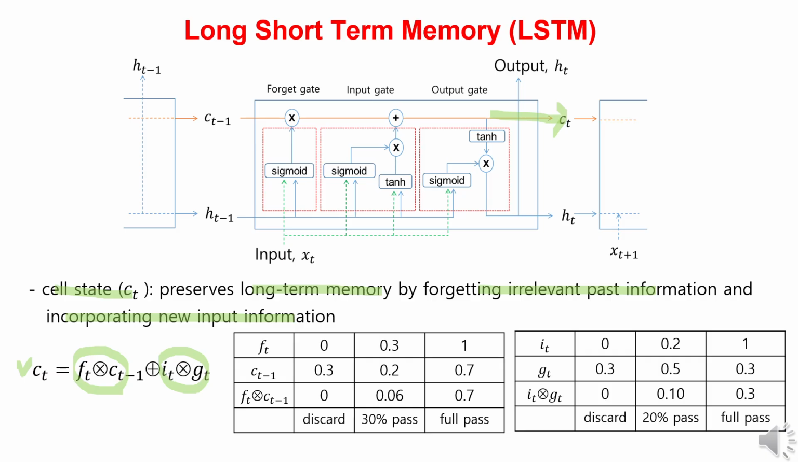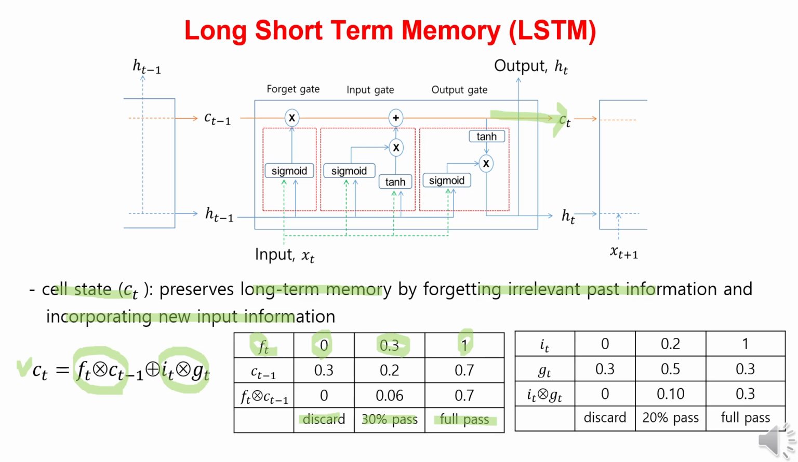For example, if the forget gate outputs 0, all of the previous cell state is discarded. If it's 1, it's fully retained, and if it's 0.3, only 30% is carried over.